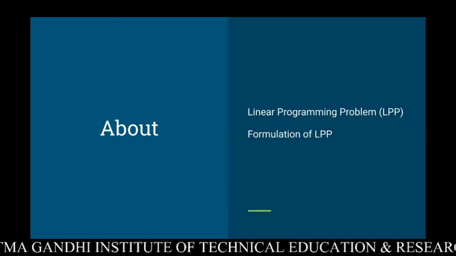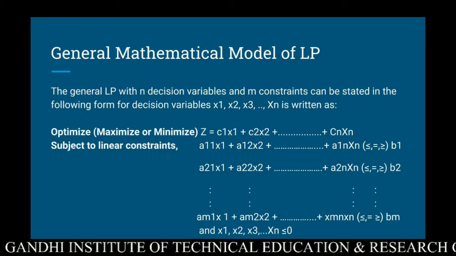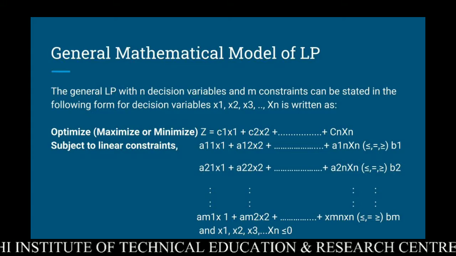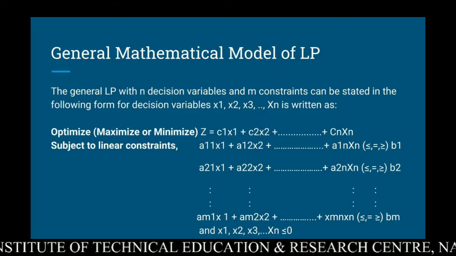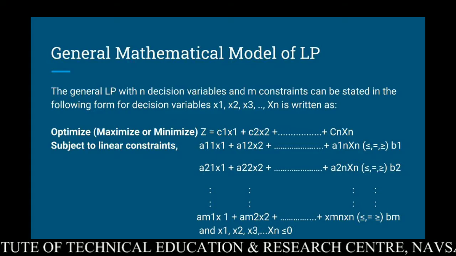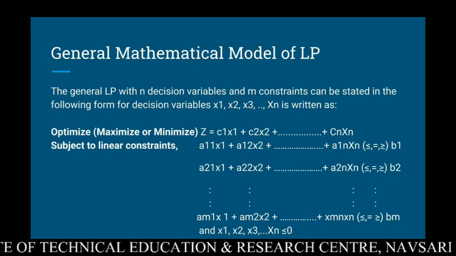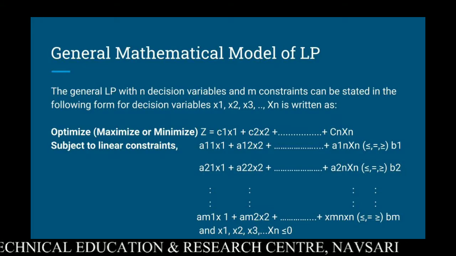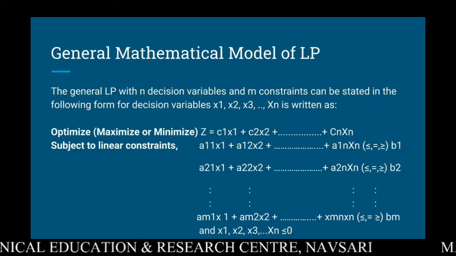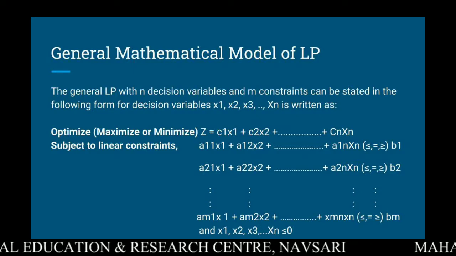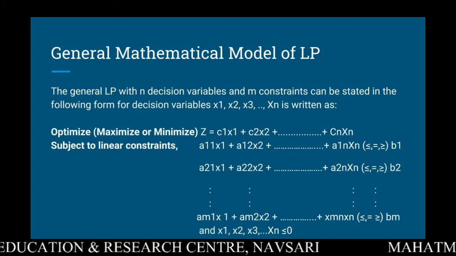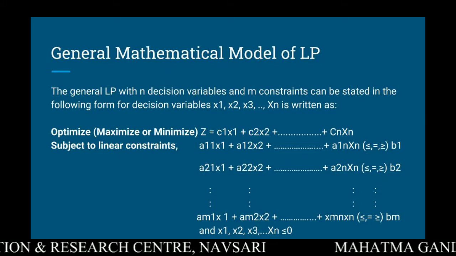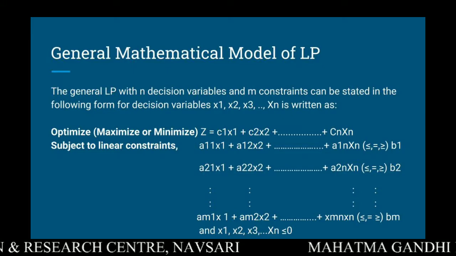So, the general mathematical model of LP. This is the general formulation of linear programming. Before that, we have to take some assumptions in LP, linear programming. It was founded by George Dantzig. The assumptions are proportionality, non-negativity, continuity, additivity, and certainty of coefficient. This is the general form, or you can say the general model, of linear programming.